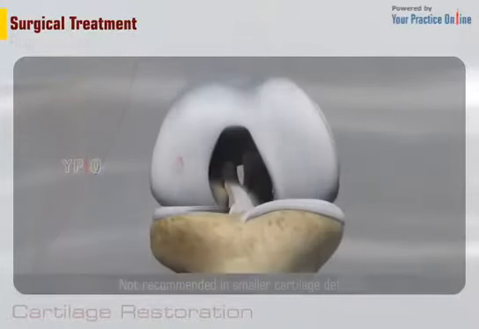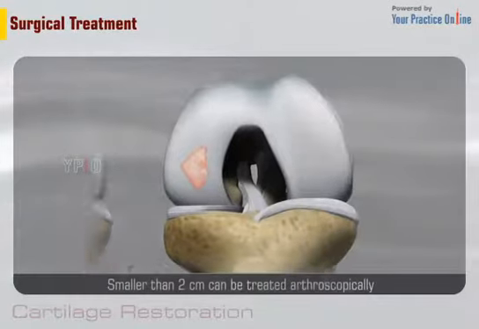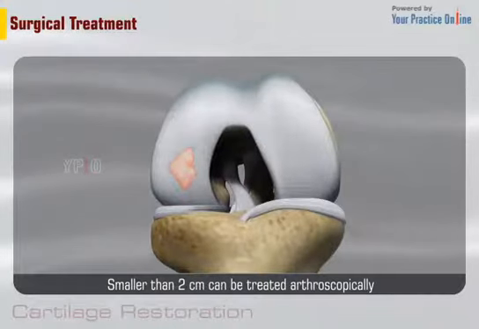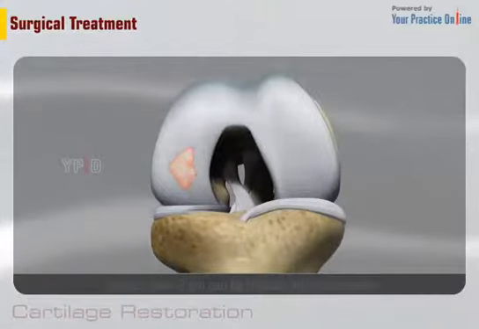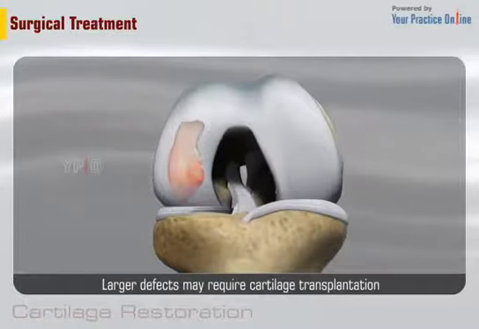Surgery is often not recommended in smaller cartilage defects. Defects smaller than 2 centimeters can be treated arthroscopically and have a good prognosis. Larger defects may require cartilage transplantation.